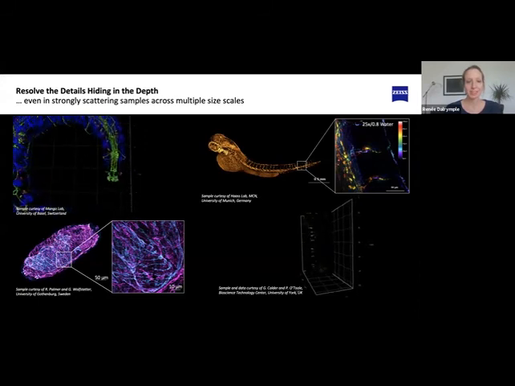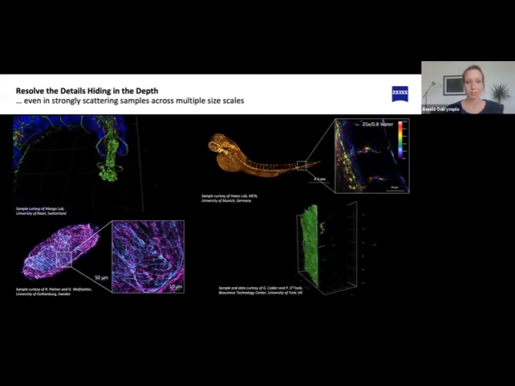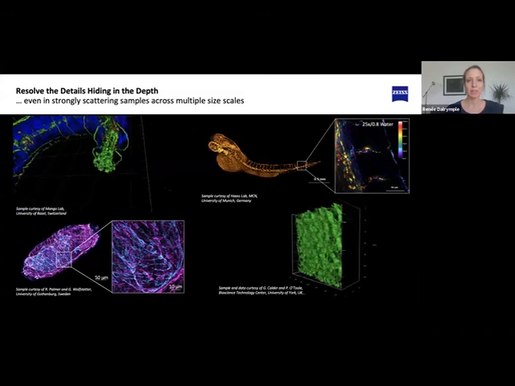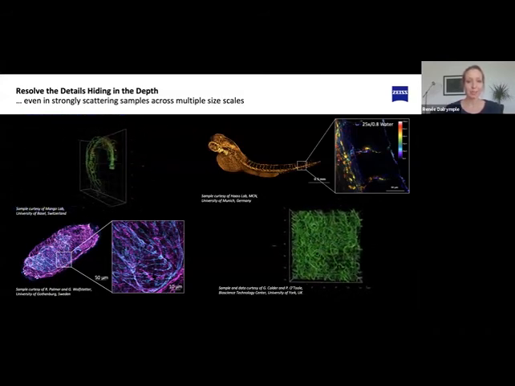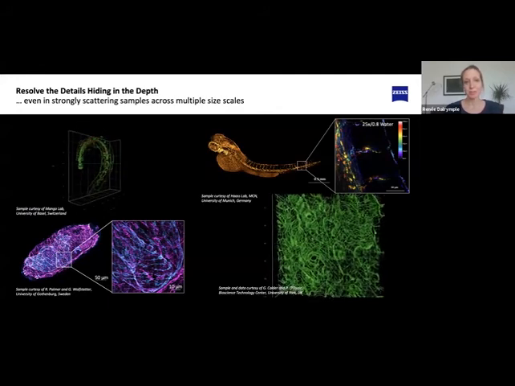So hopefully this gives you an idea of sort of the breadth and versatility of the system and how it can be applied, not only to looking at the nitty-gritty details down to 60 nanometers in cells, but also these much larger model organisms as well.